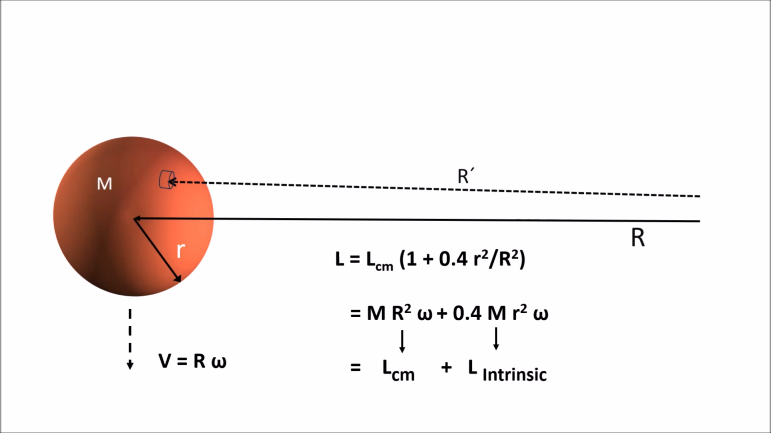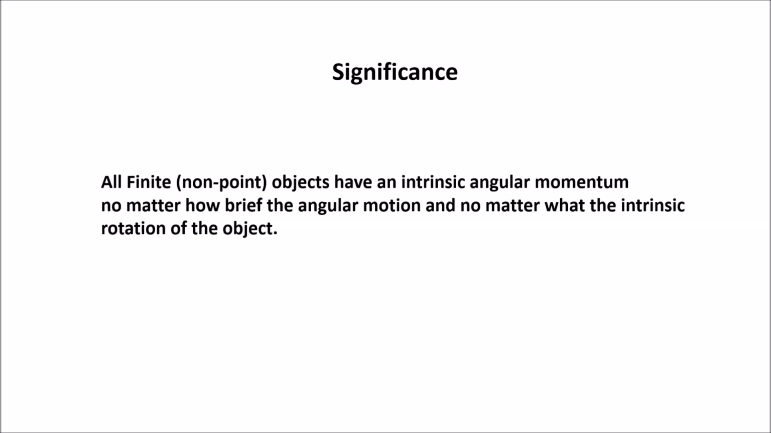So, what can we say? All finite non-point objects have an intrinsic angular momentum, no matter how brief the angular motion, and no matter what the intrinsic rotation of the object. Intrinsic in this case being like Earth's rotation around its axis in 24 hours.